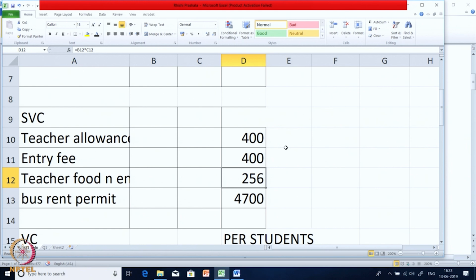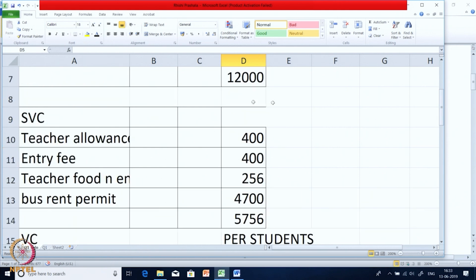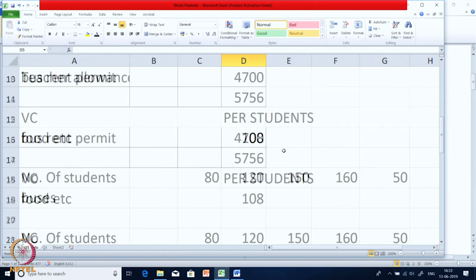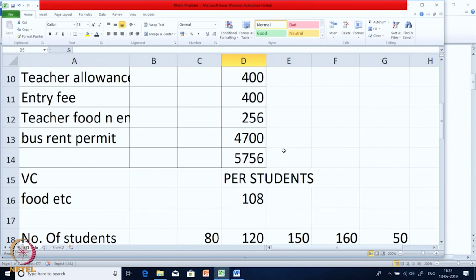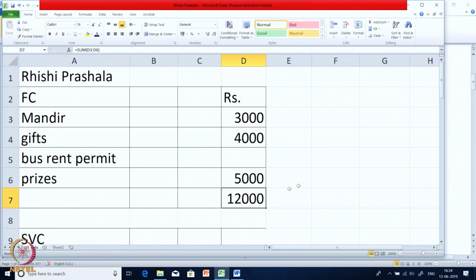So the per bus cost is a calculation which we have made, which includes teacher allowances, entry fee, food and other variable costs for the 2 teachers, 256, and 4700 is the bus rent. So it becomes 5756 per bus. Fixed cost is 12,000. Bus rent permit, though I have entered it, will not be included in fixed cost, it will rather be included in semi variable cost, which changes per bus, not per student. So are you getting it now? We have got 3 types of costs: one which totally changes with students, that is variable; one which changes with bus, so semi variable; and the third ones are not changing at all, they are fixed.